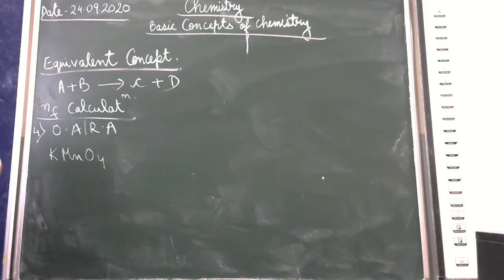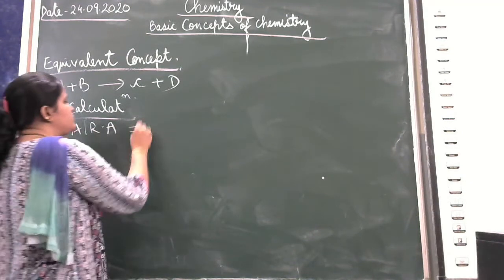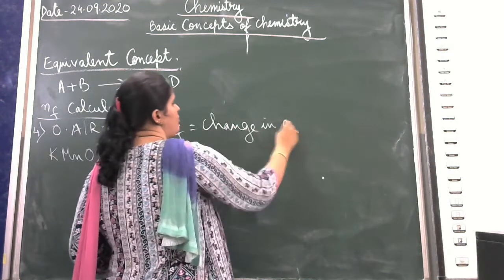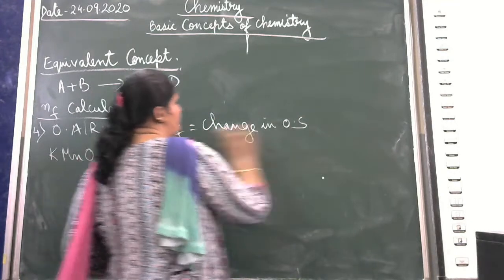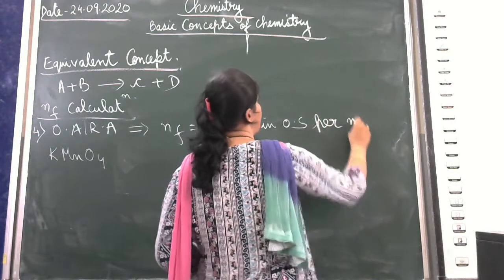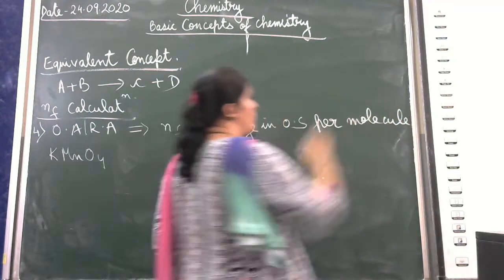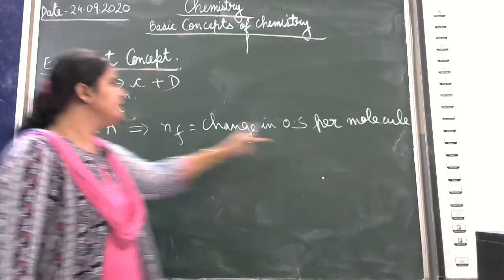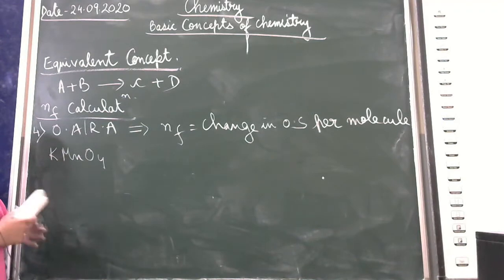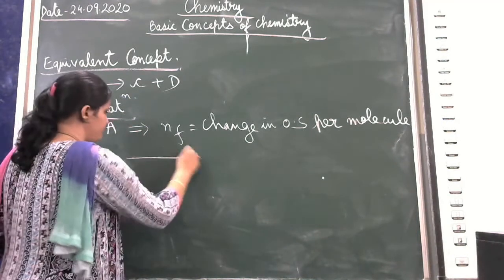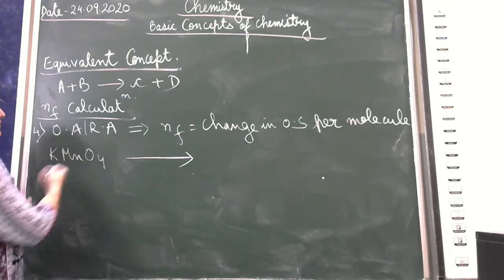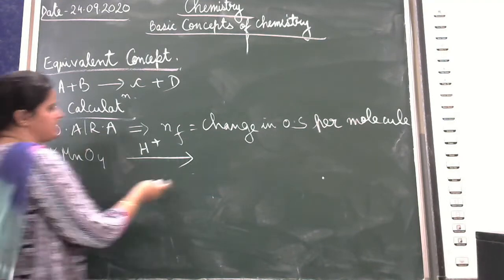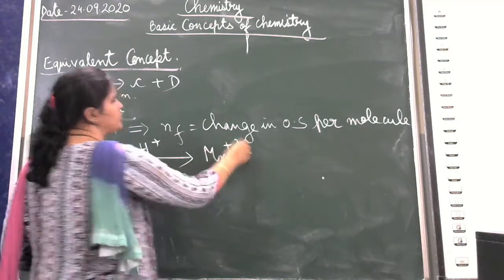So for an oxidizing agent, n factor will be the change in oxidation number or oxidation state of that particular compound in one molecule. Change in the oxidation state per molecule is the n factor. So here, when we use KMnO4 for any reaction in acidic medium, remember, it itself gets reduced to +2 state.